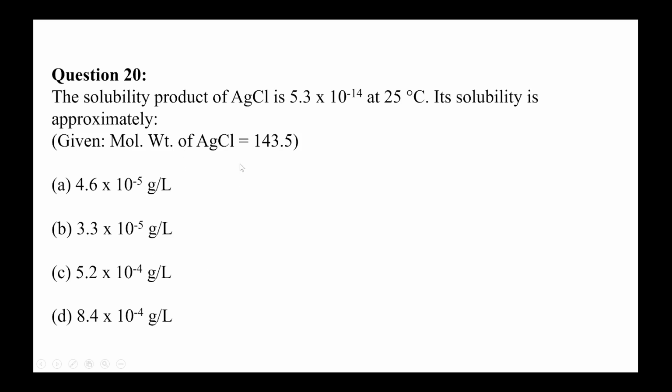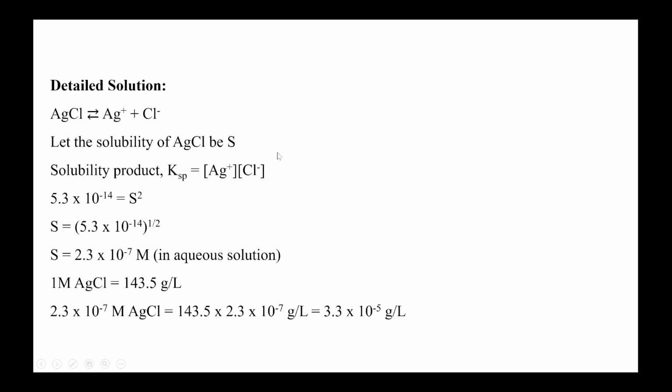So for that, you can use the information about molecular weight. The molecular weight of AgCl is already given as 143.5. To go from grams per liter to molarity, you divide grams per liter by the molecular weight. Similarly, from molarity to grams per liter, you multiply with the molecular weight.